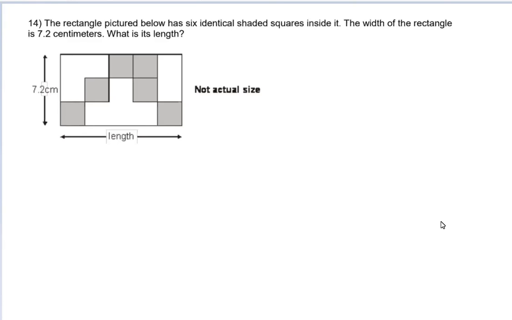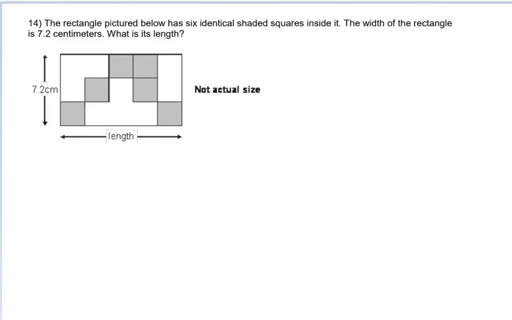It says the rectangle pictured below has 6 identical shaded squares inside it. So what I know here is that these little shaded shapes are identical. They're exactly the same size. And then I know something else. The width of the rectangle is 7.2 centimeters.